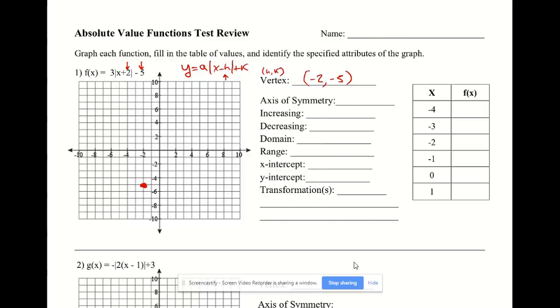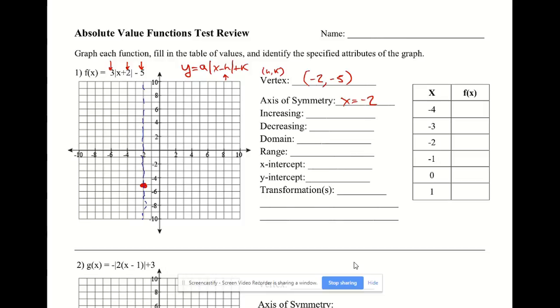All right. So our second part, our axis of symmetry. Our axis of symmetry goes through our vertex, and we write it in terms of our x value: x equals negative 2. Now, while we're over here, let's go ahead and take a look at this last piece.